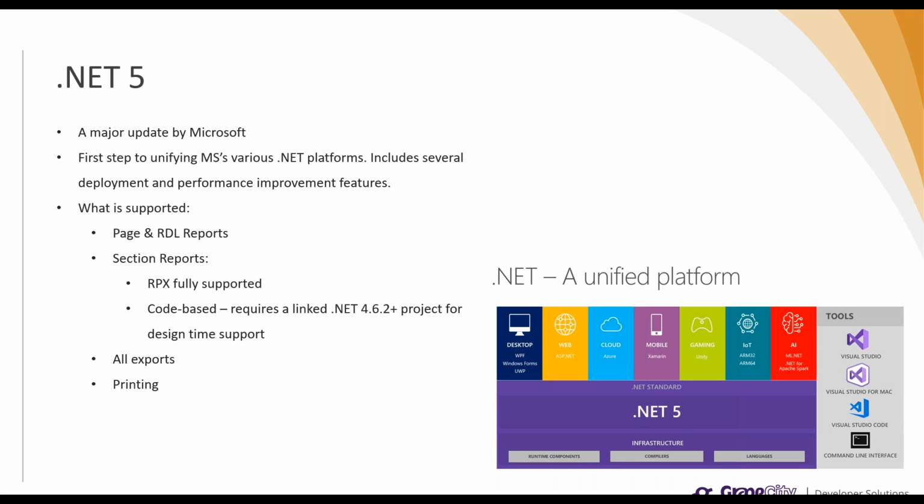Now, that's basically it. So everything else works. So the exports and the printing and everything works in .NET 5 from an ActiveReports side. One thing I should mention is that when it comes to .NET 5, you need Visual Studio 16.8 or newer. So that needs to be updated to get .NET 5 installed on your machine.